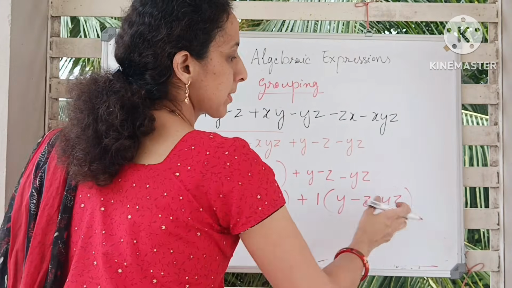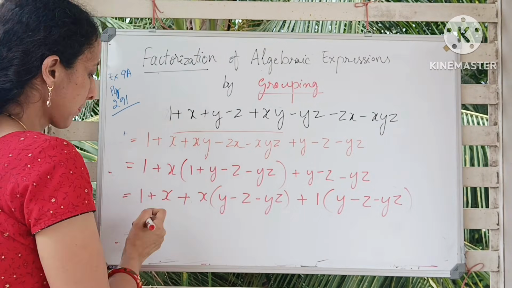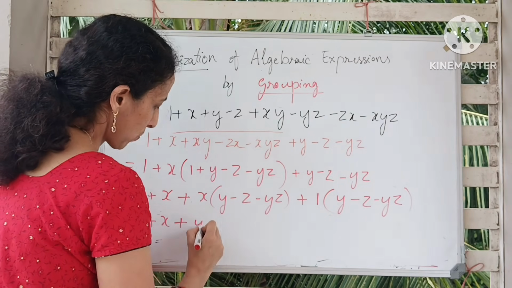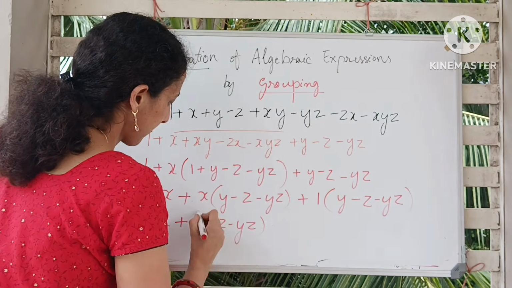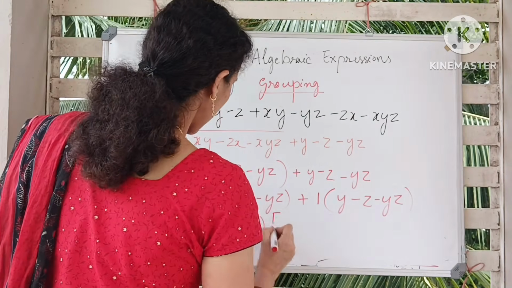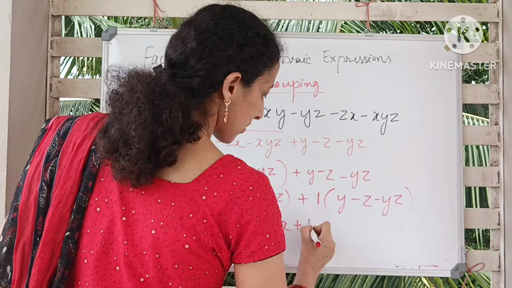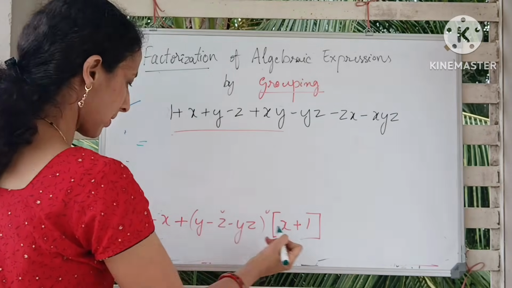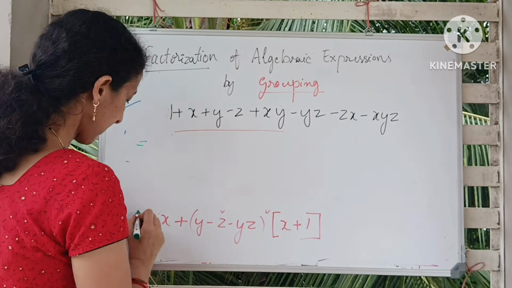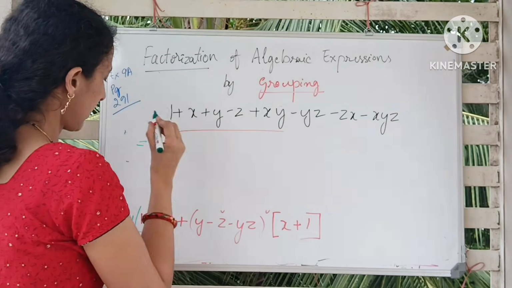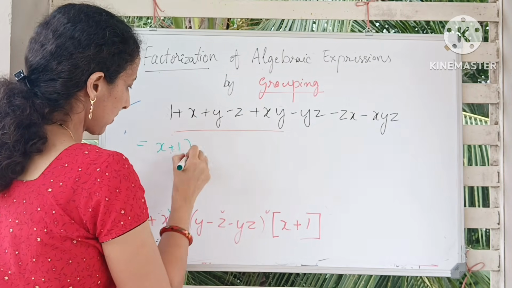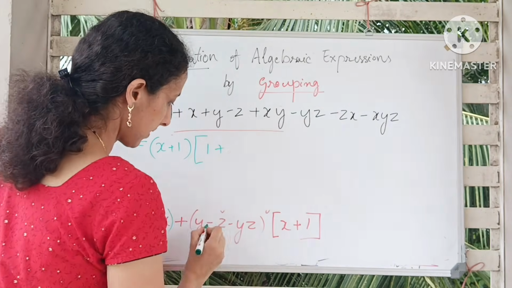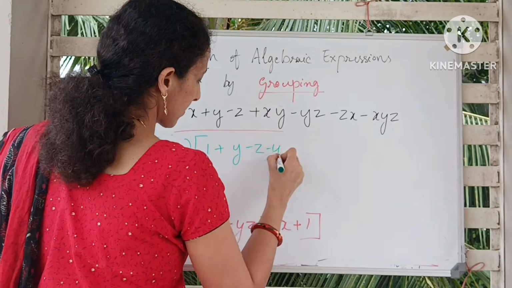Now having y minus z minus yz common in these two terms, I can take that out. 1 plus x remains as it is, plus y minus z minus yz, and this becomes x plus 1. Further observation shows me that this x plus 1 is common here and here, so I will write this as 1 into x plus 1. So then I'll be able to take x plus 1 outside, which gives me 1 plus this thing remains as is, y minus z minus yz.